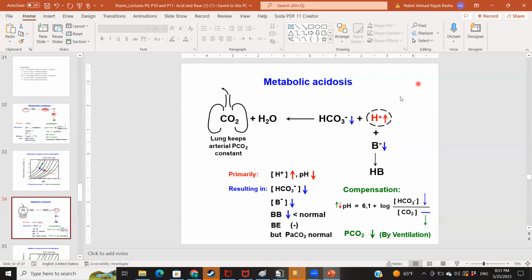So again, when we increase acids in the blood, it's going to be buffered immediately by bicarbonate and then converted to water and CO2 and then excreted by the lungs. This is how the lungs will try to compensate and prevent severe acidosis in the body. Okay?